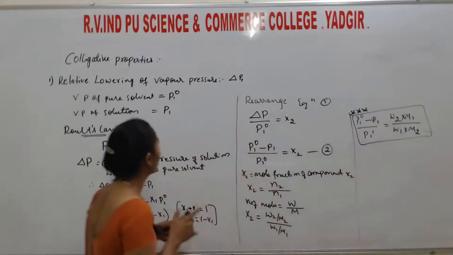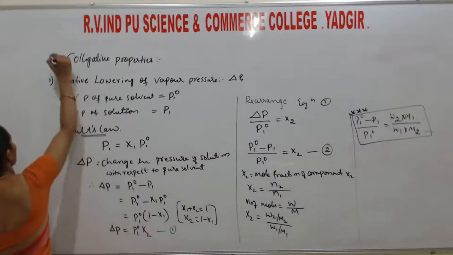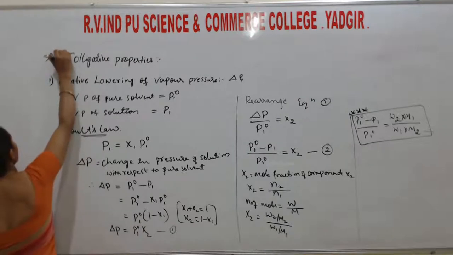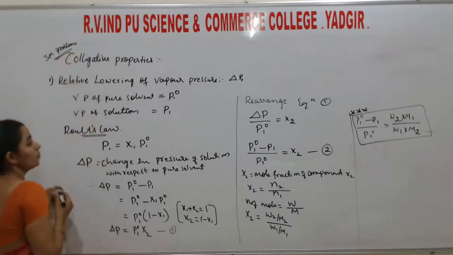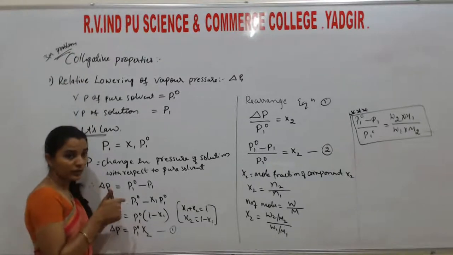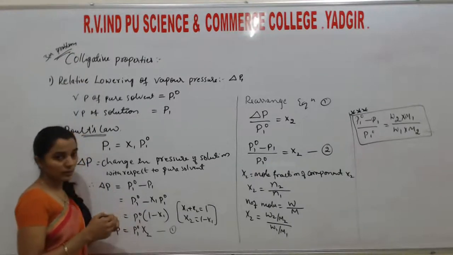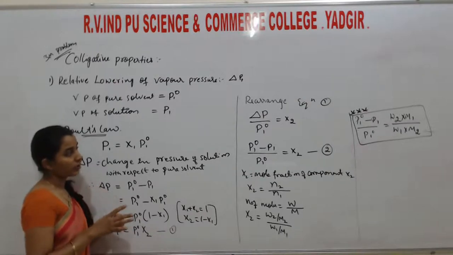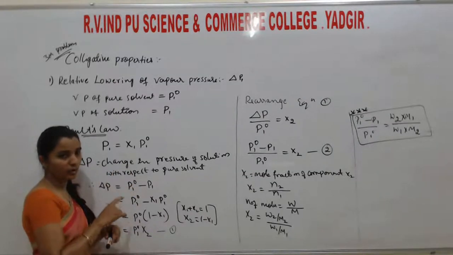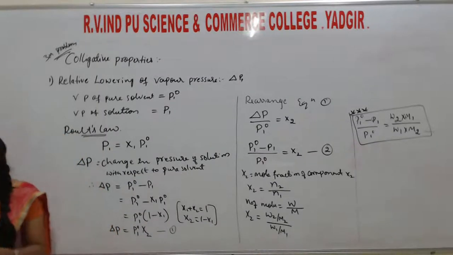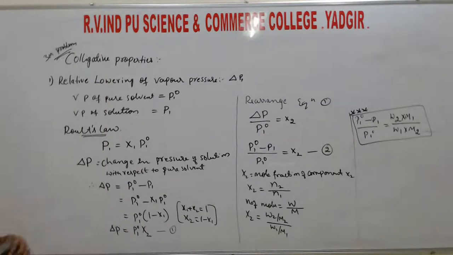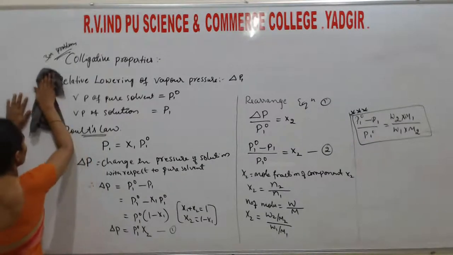So students, the problems based on these colligative properties are important for 3 marks. This one and next, the elevation in boiling point and depression in freezing point, and also the osmotic pressure equation. The problems based on these formulas are very, very important. Next, we will discuss depression in freezing point.